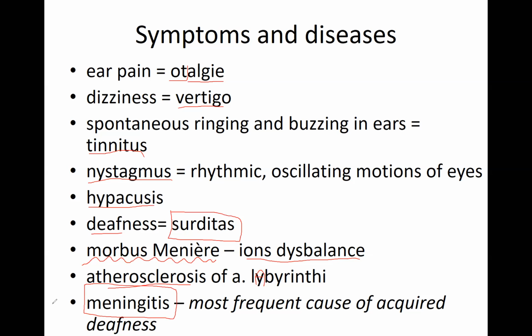There's a question. By which structures is tinnitus caused? Of course, tinnitus is the buzzing and ringing in the ears. So it's the problem of hair cells. And the hair cells can be irritated by different causes. One of them can be ion disbalances.